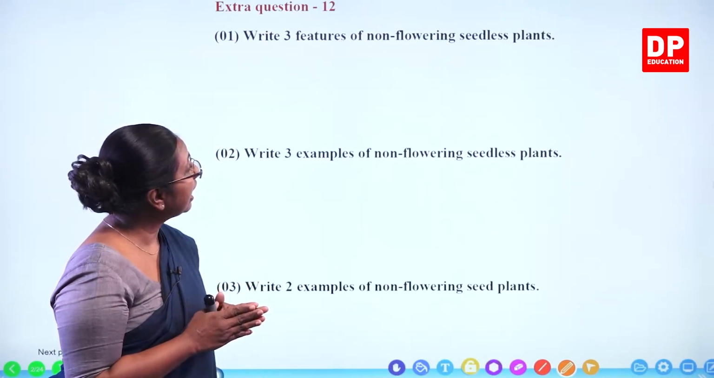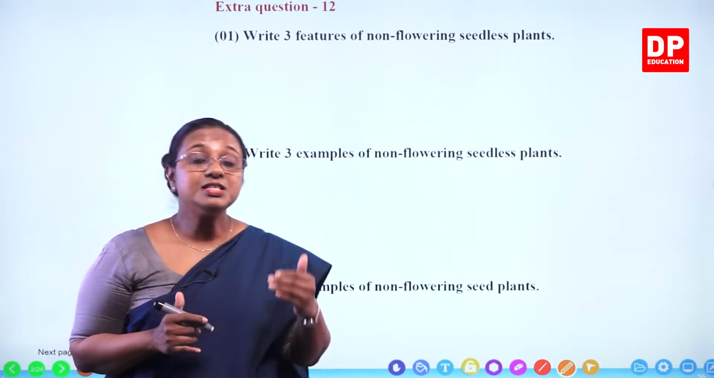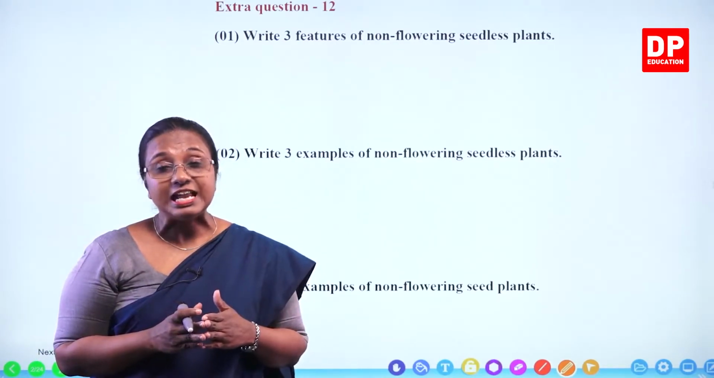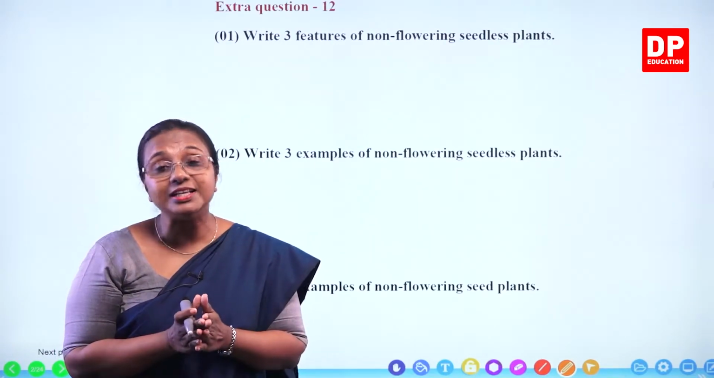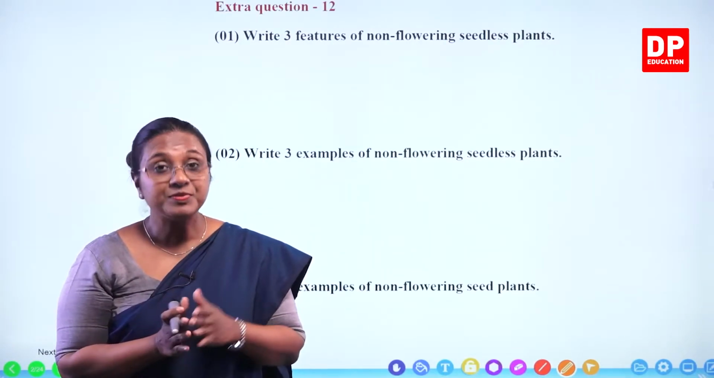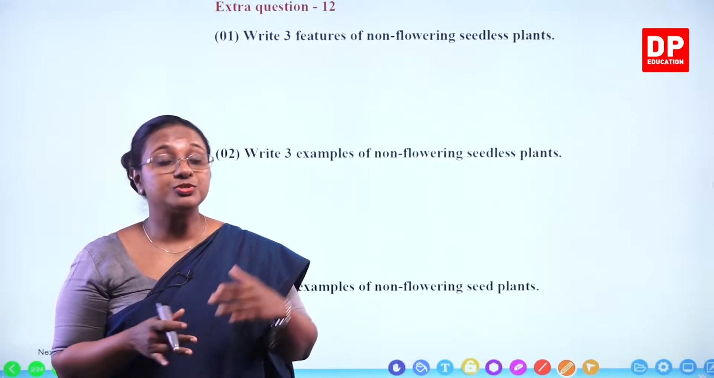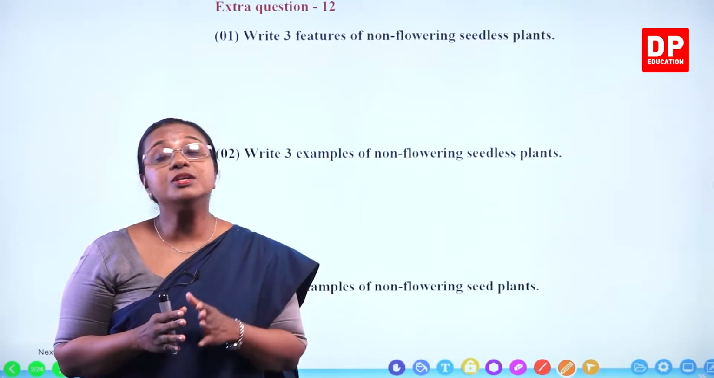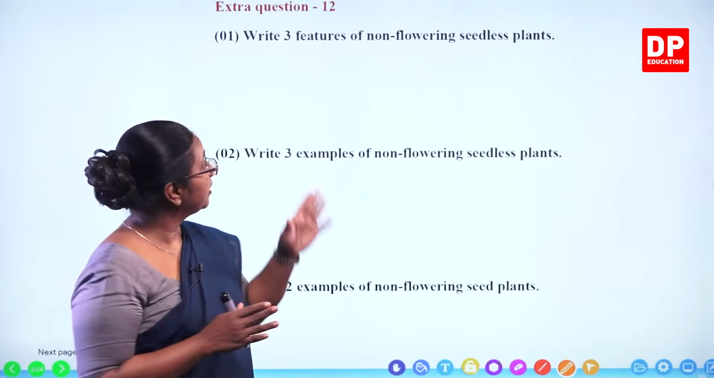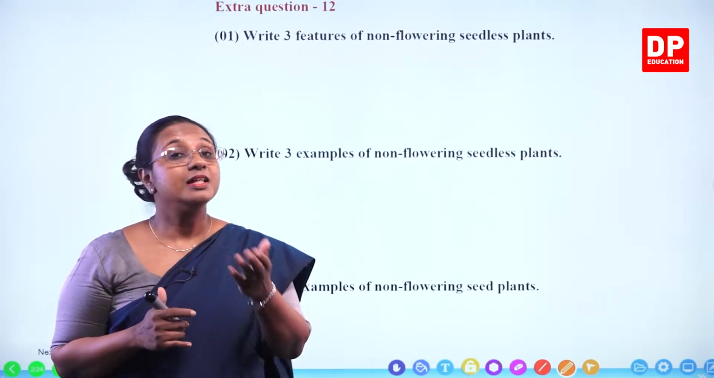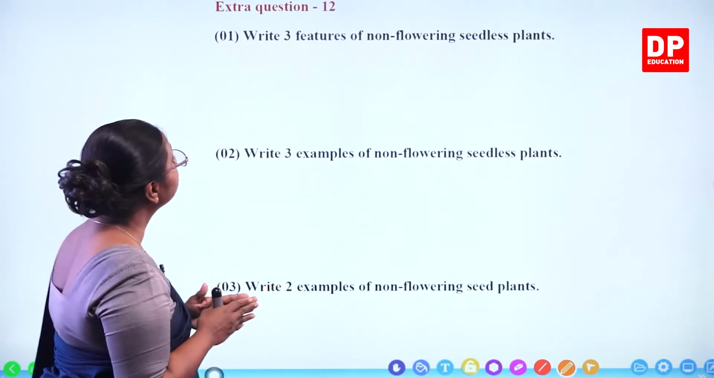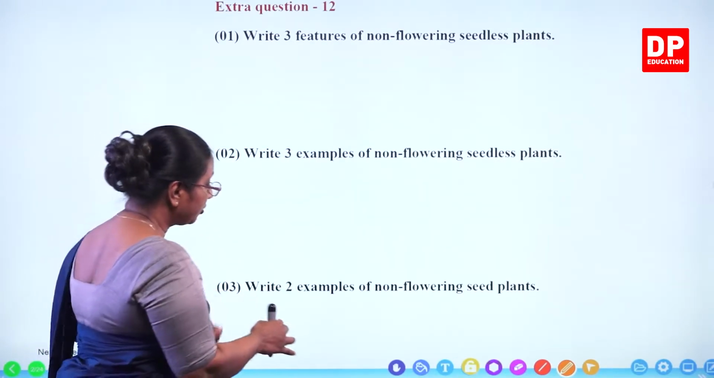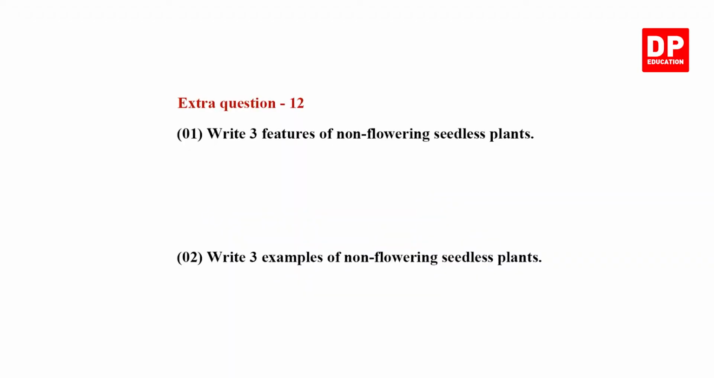Then if we look at the other features, these plants live in environments that are very shady, with less sunlight and wet. They prefer that. And also they can reproduce either asexually or sexually. Although they don't produce flowers and seeds, they can reproduce sexually. Those are the features of non-flowering seedless plants. Out of those, we need to write only 3 features.